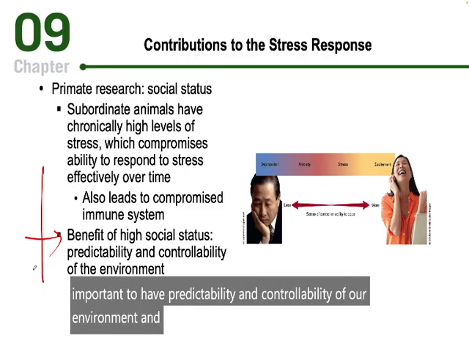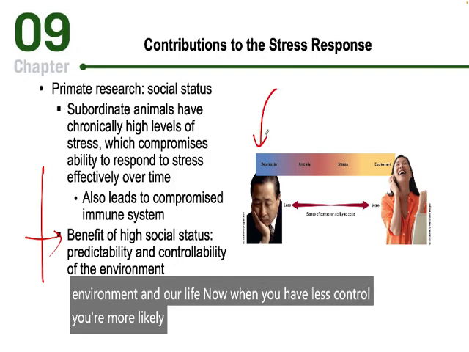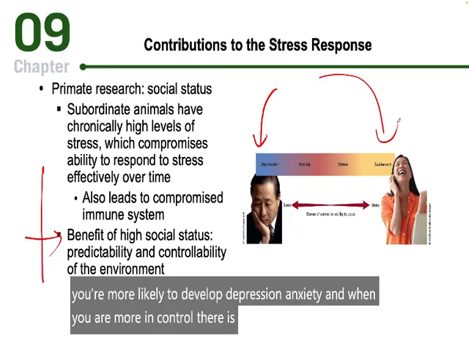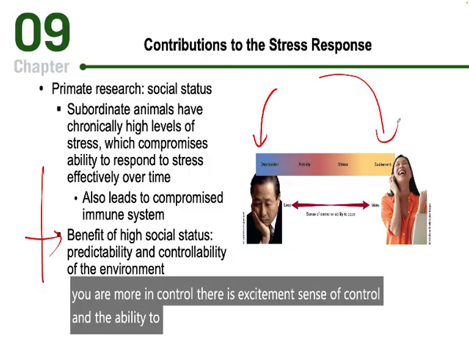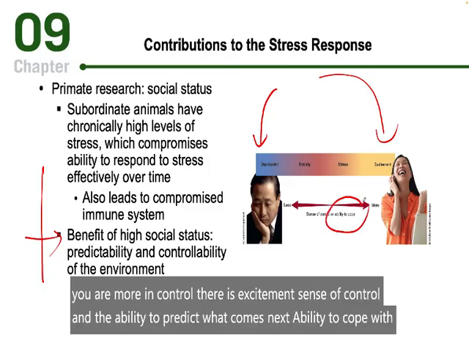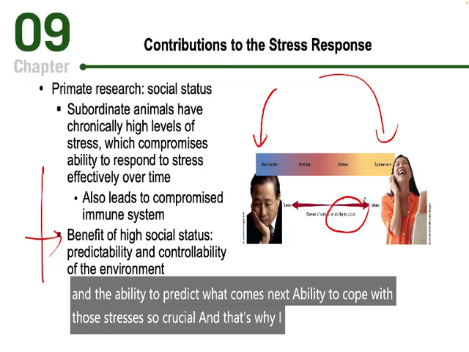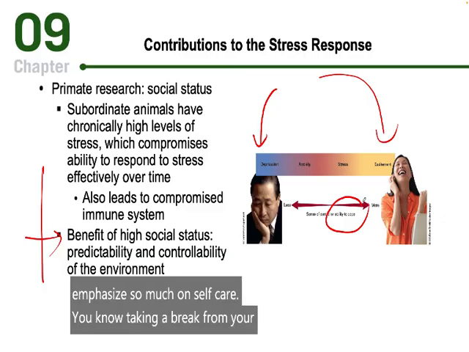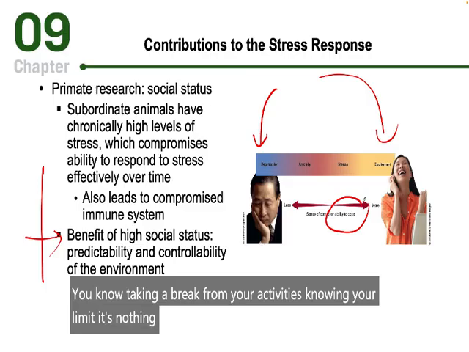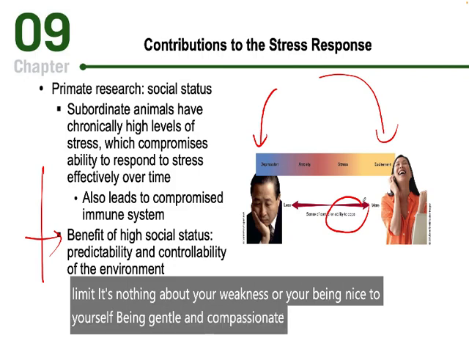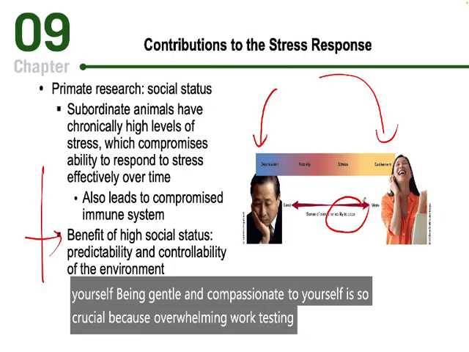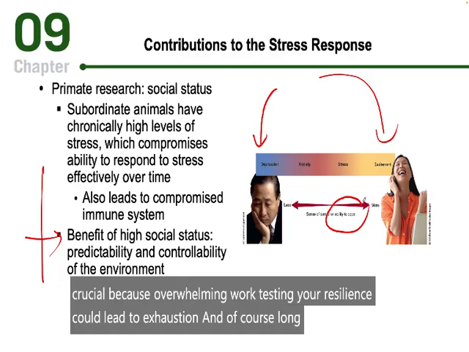and our life. Now, when you have less control, you're more likely to develop depression and anxiety, and when you are more in control, there is excitement. Sense of control, the ability to predict what comes next, and the ability to cope with those stresses is so crucial. And that's why I think we emphasize so much on self-care. Taking a break from your activities, knowing your limit. It's nothing about your weakness or about being nice to yourself. Being gentle and compassionate to yourself is so crucial, because overwhelming work, testing your resilience, could lead to exhaustion and, of course, long-term damage.